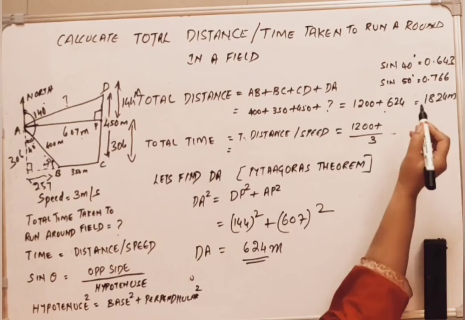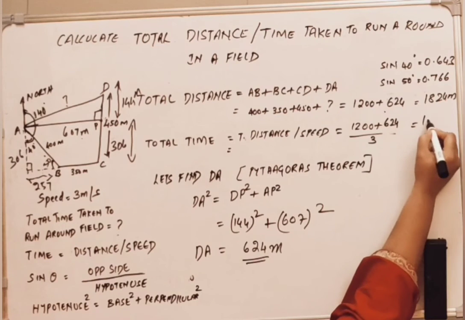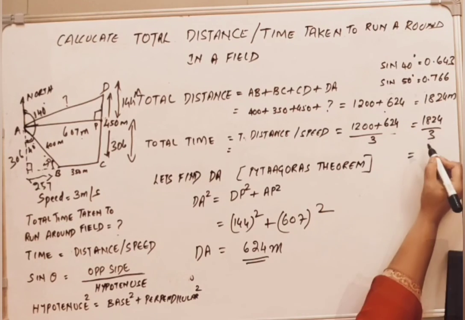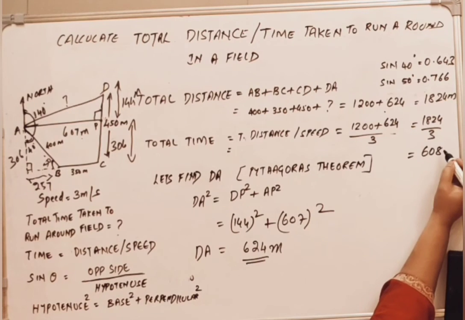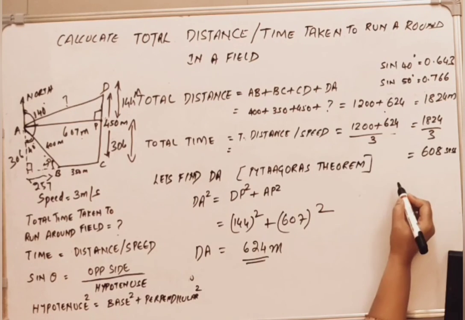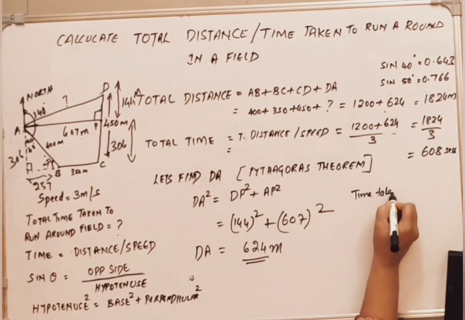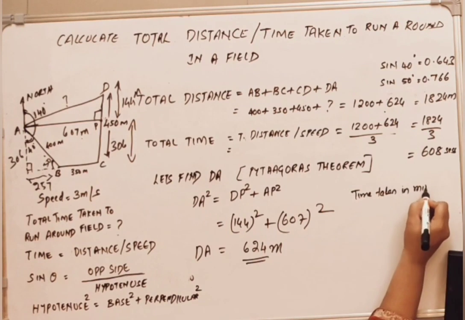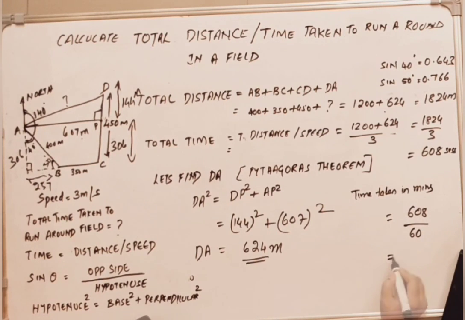1824 meters is the total distance, and here again if you substitute 624, we get 1824 by 3. If we solve this, we will get 608 seconds. If we convert this into minutes, time taken in minutes would be 608 by 60, which is 10.13 minutes.